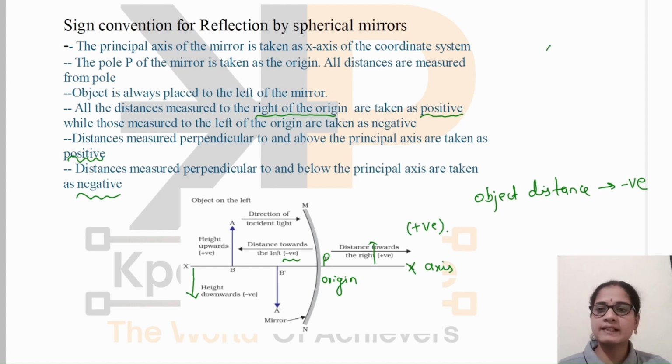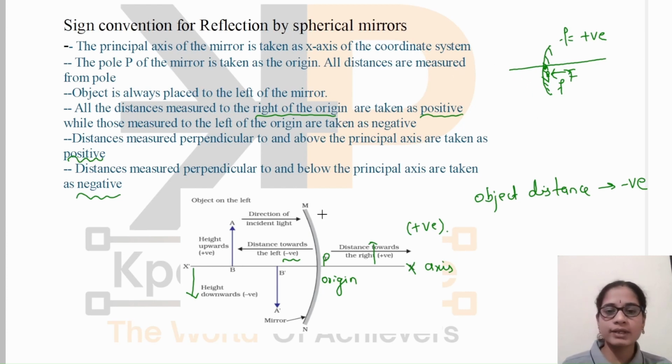Consider this convex mirror. We know that the principal focus of the convex mirror is behind the mirror. The distance between the pole and the principal focus is called the focal length. This focal length is measured towards the right of the pole, because of which the focal length will be positive. If the focal length is positive, it indicates that we are using a convex mirror.